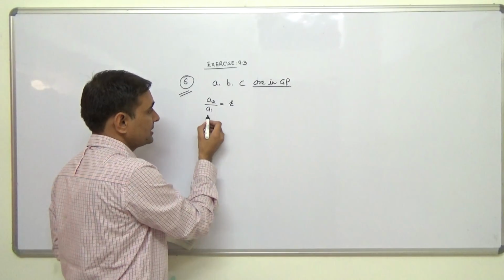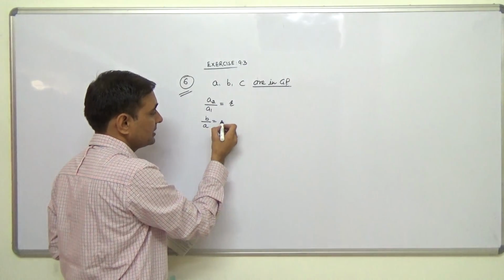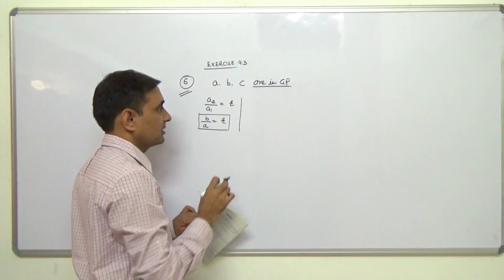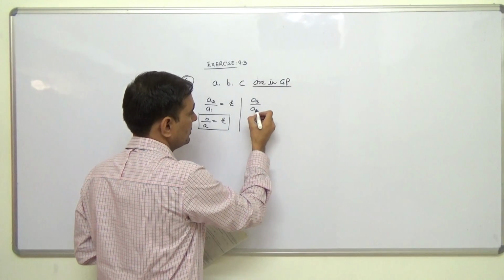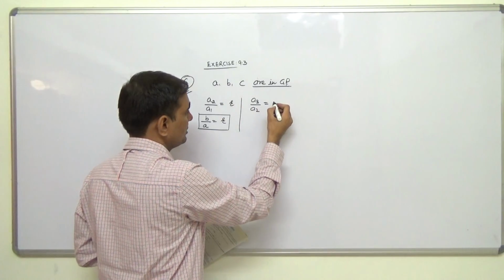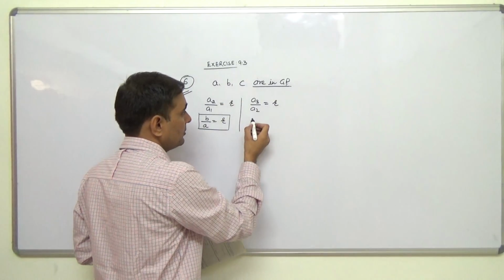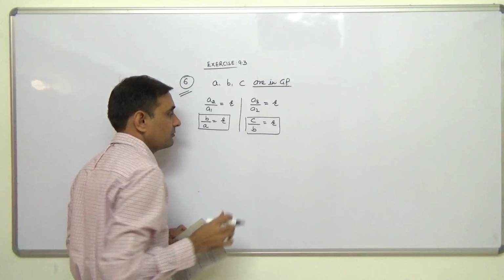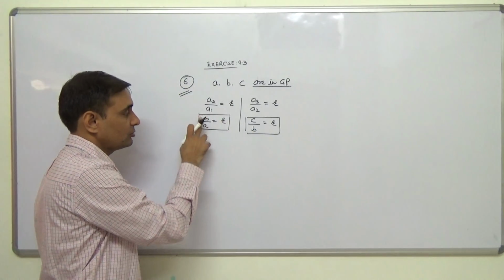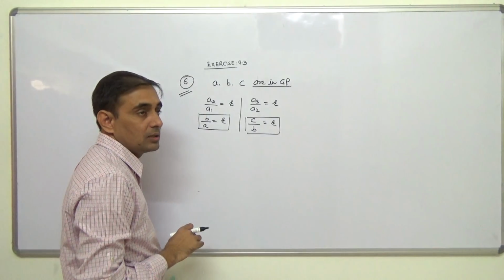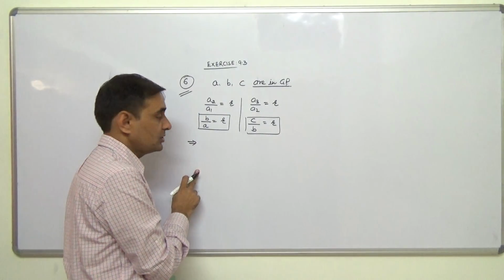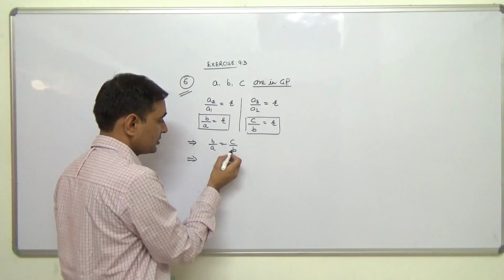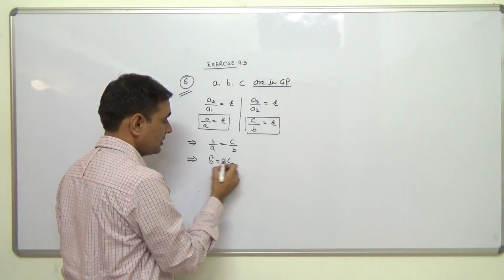Alright, so we can say A2 by A1, that is B by A, is equal to the common ratio of the sequence. Also we have A3 by A2, that is C upon B, which should also be equal to common ratio R. So we have two values of R. R is equal to B by A, R is equal to C by B. Right? This implies R की दोनों values same होनी चाहिए. B by A is equal to C by B. By cross multiplication we have B square is equal to AC.